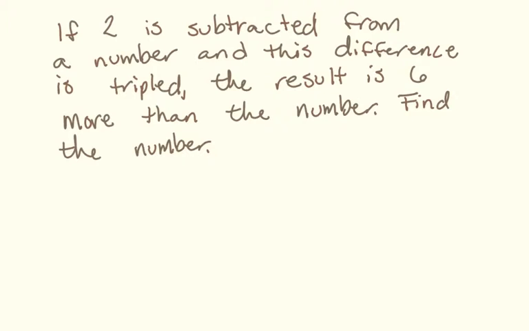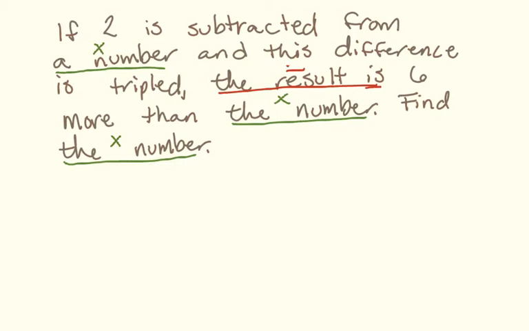Find the number. So first thing to notice is that a number is the part that we don't know. That's going to be our variable. Even though it comes up twice, both times, all 3 times, that's going to be our letter. I'm going to call it x. The other thing to know is that when it says the result, or even just the word is sometimes, that's where our equal sign is going to go.